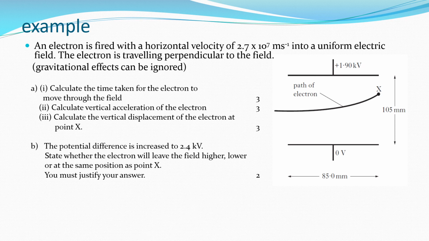We're asked to calculate the time taken for the electron to move through the field, calculate the vertical acceleration of the electron, calculate the vertical displacement of the electron at point X, and then when we increase the potential difference to 2.4 kilovolts, state where the electron will leave the field: higher, lower, or at the same point as X, and you must justify your answer.